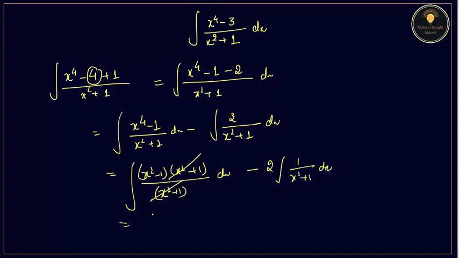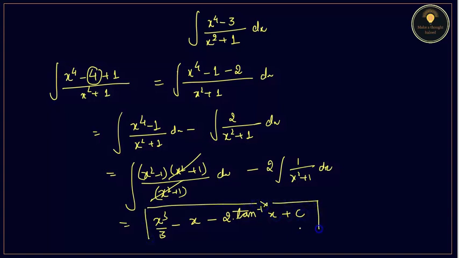So the integration of x square plus 1 can be written as x cubed by 3 minus x minus 2 into tan inverse of x plus c. So this is the integration that you will get: x cube by 3 minus x minus 2 tan inverse x plus c.